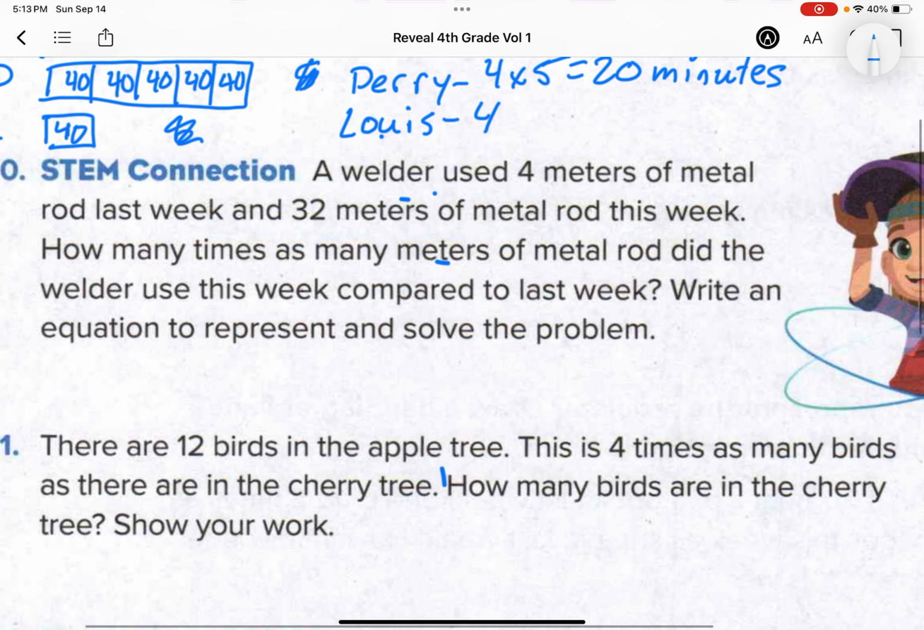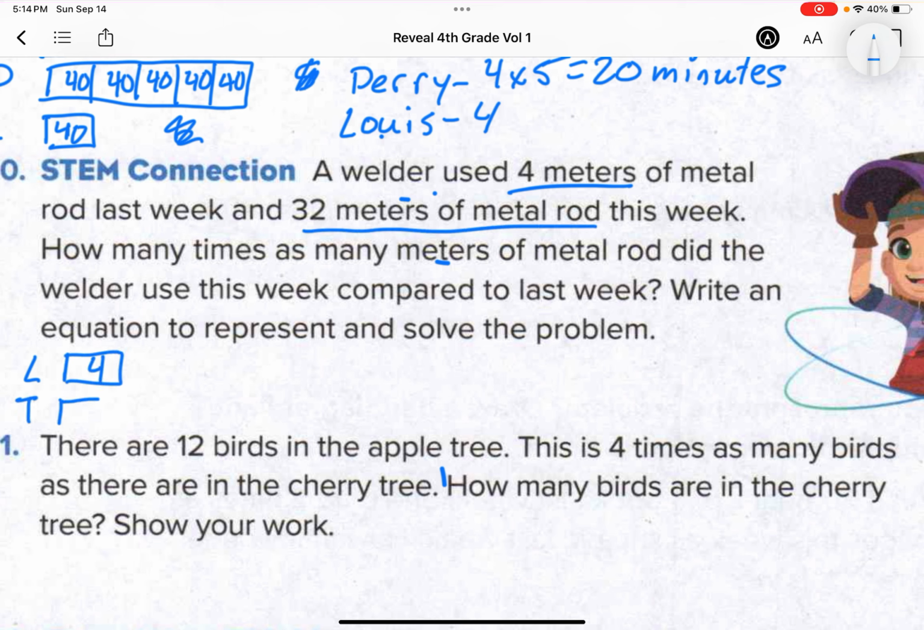Number 10, a welder used 4 meters of metal rod last week. So let's put this is L for last week, and he used 4. 32 meters of a metal rod this week, T for this week. That whole thing is 32. How many times as many meters of metal rod did the welder use this week compared to last week? Write an equation to represent and show the word problem.